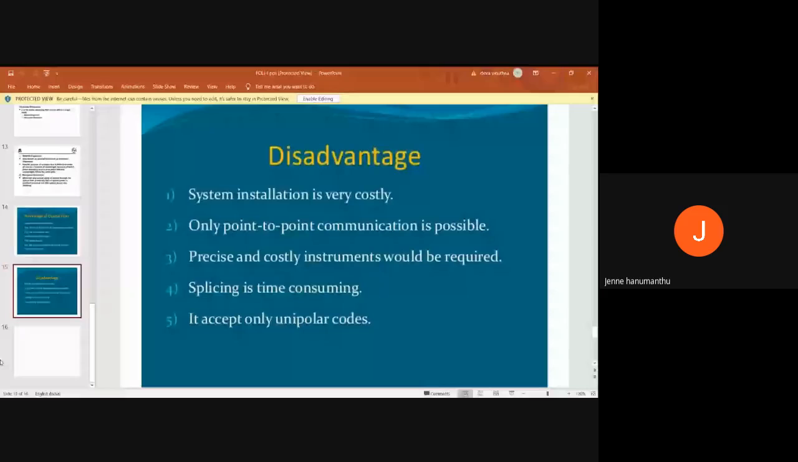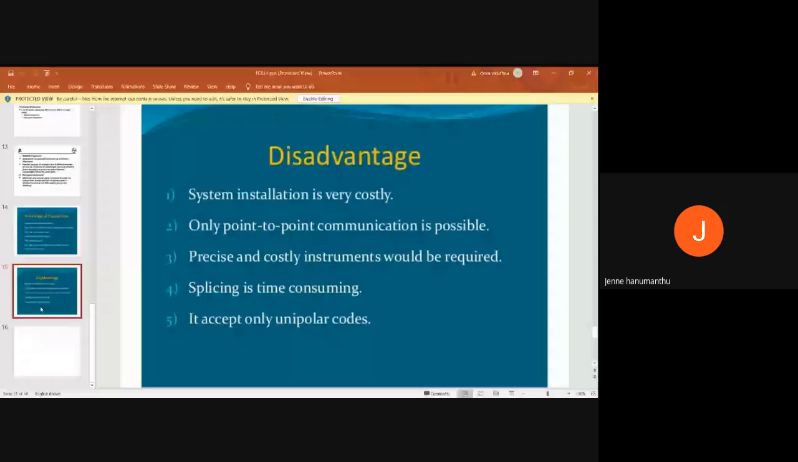Only point to point communication is possible. This means communication is possible only if the fiber to fiber joint is correct. If one fiber is perfectly joined to another fiber, communication is possible. If not, communication is not possible. Precise and costly instruments will be required, so it is costly. Splicing is also time consuming.